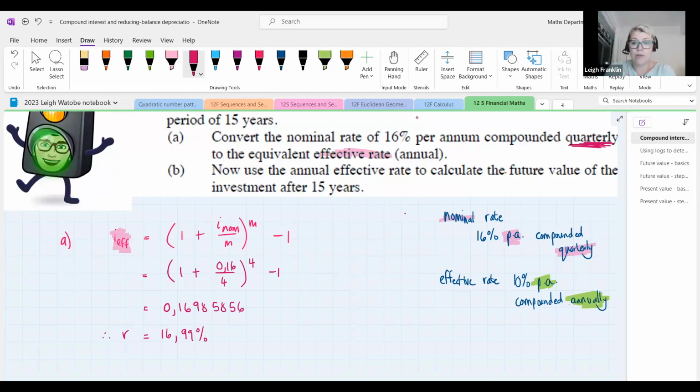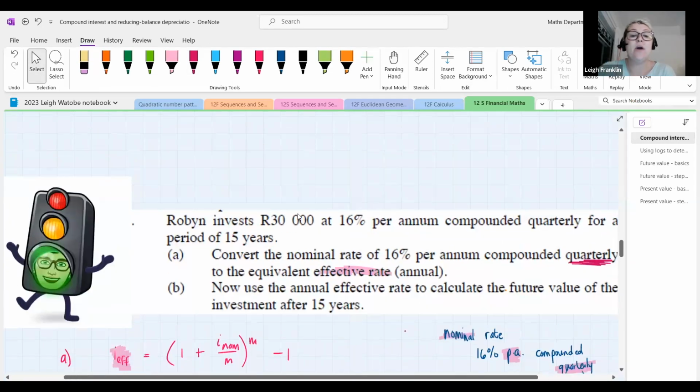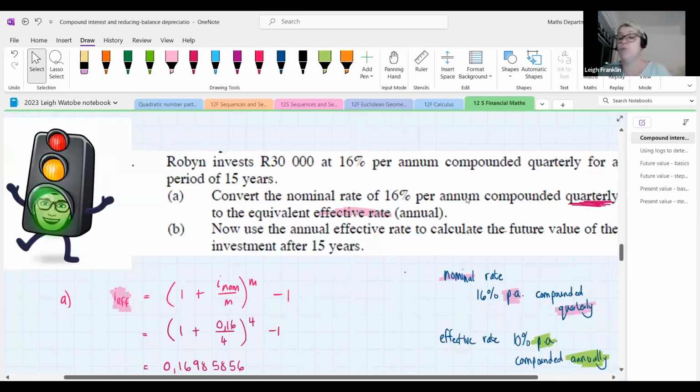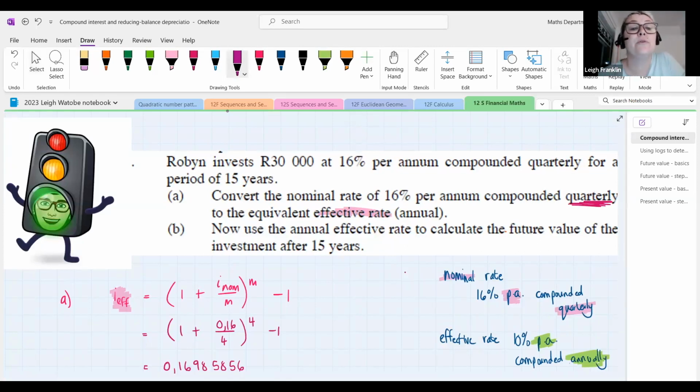In other words, if we had an amount of money and the interest rate was 16.99% compounded annually, we would get the same amount of money if it was compounded quarterly at 16%. You can actually see that. So it's 30,000 Rand. Let me just show you how this works.